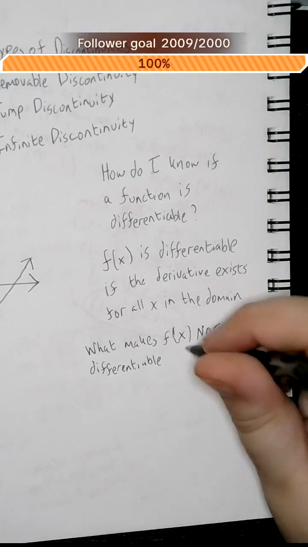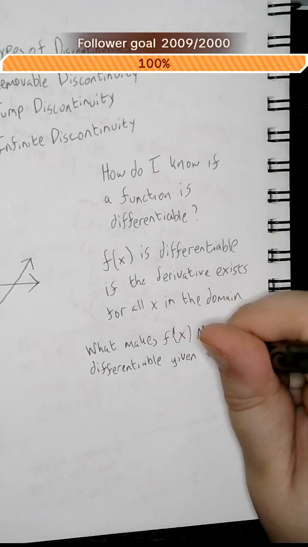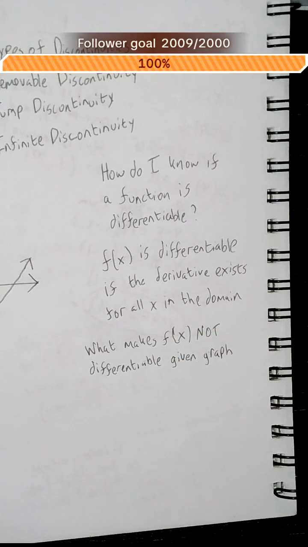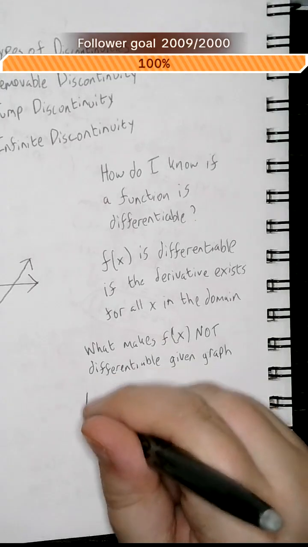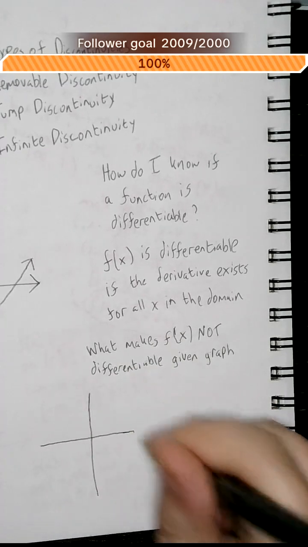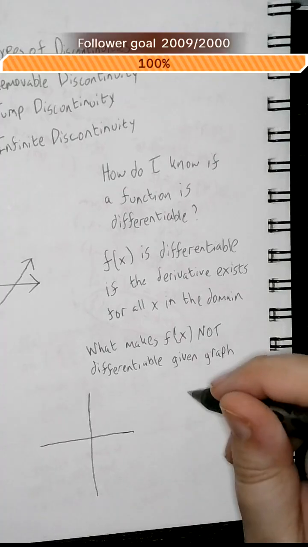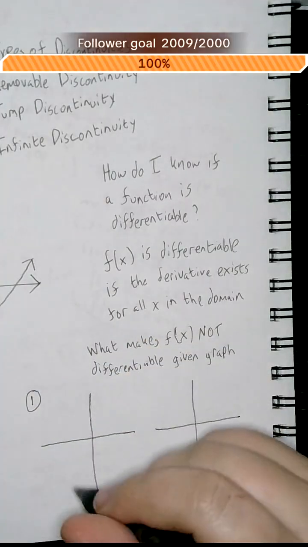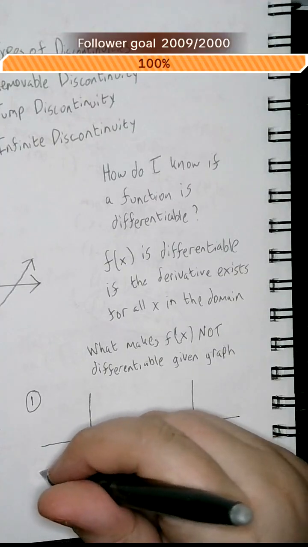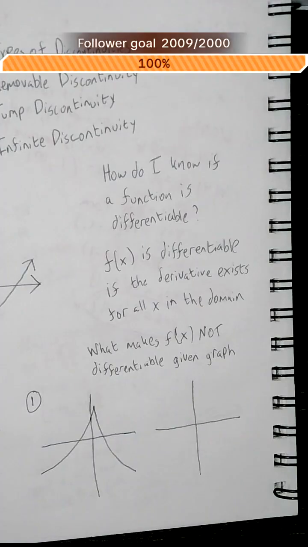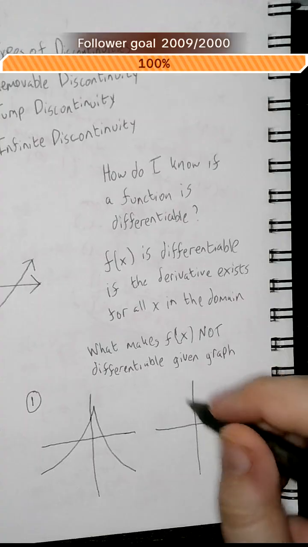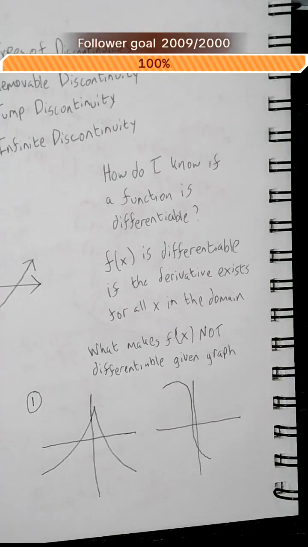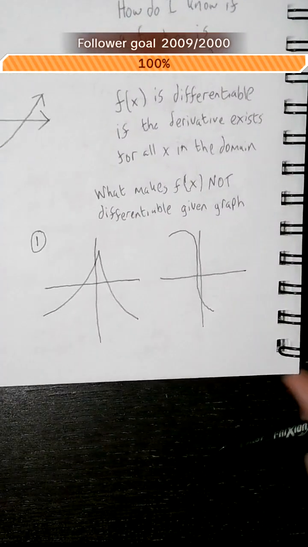What makes f of x not differentiable given the graph? Well, there are two things that we need to look for. I'll give you a visual example of both. So, one, the function can't do something like this. Nor is the function differentiable if it does this. Let me move that up a little bit.